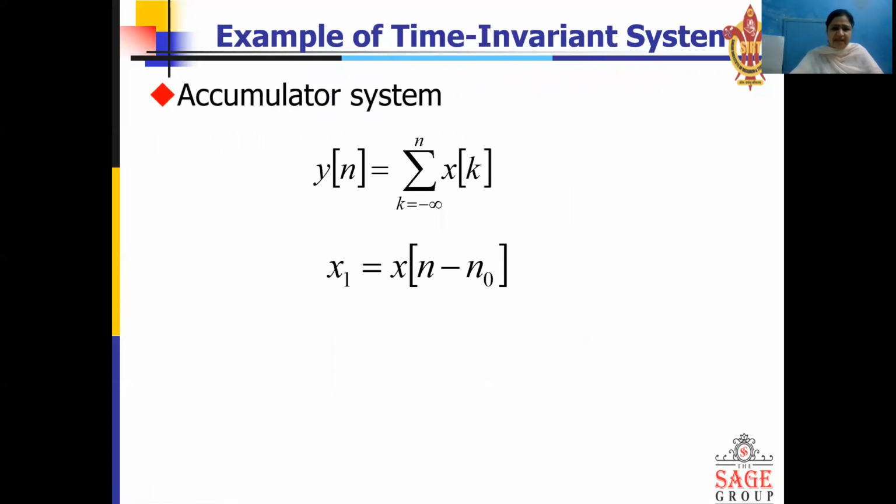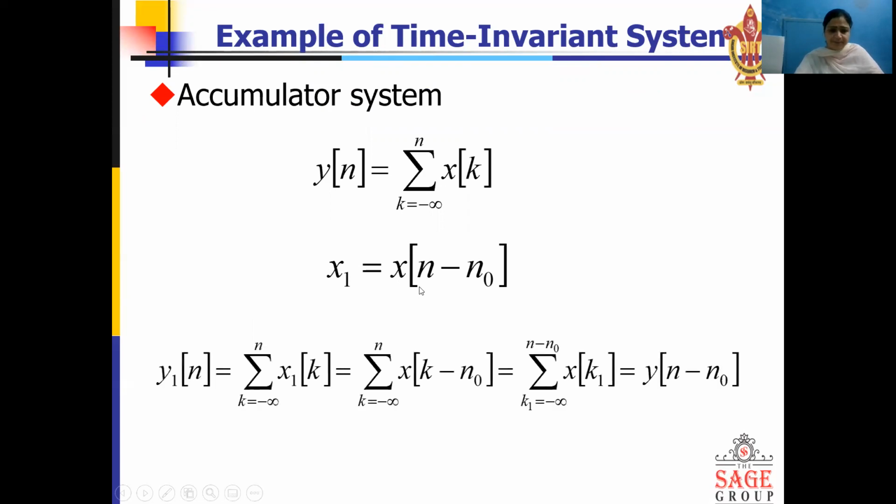Now we will see the examples of time invariant system. Now the same example which we had discussed in case of linear system, here we can see the accumulator system y[n], which is given by summation of x[k], k is equal to minus infinity to n. Now say the new input is x1, which is given by the shifted version of the input x[n]. So it is given by x[n minus n0].